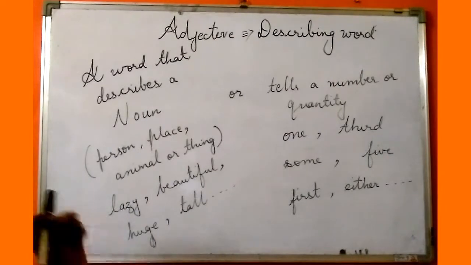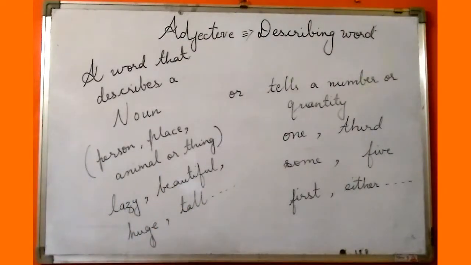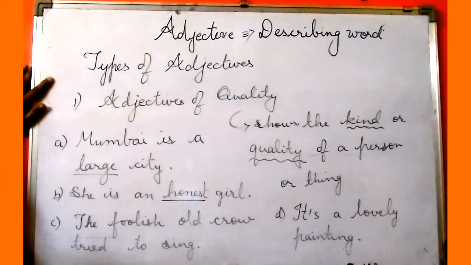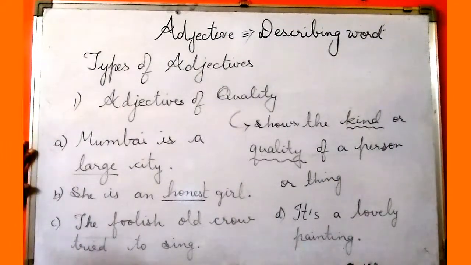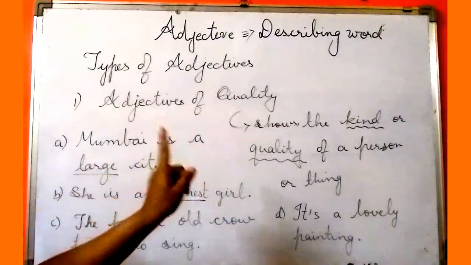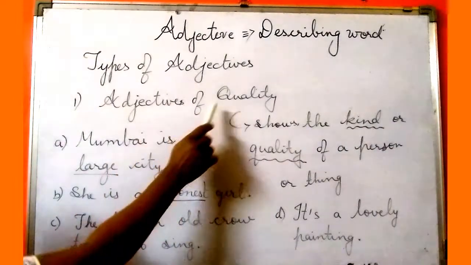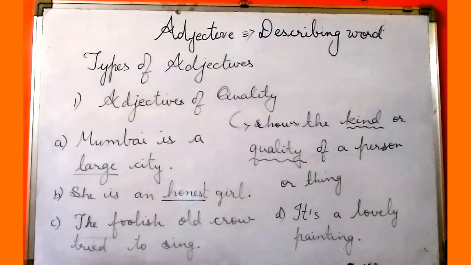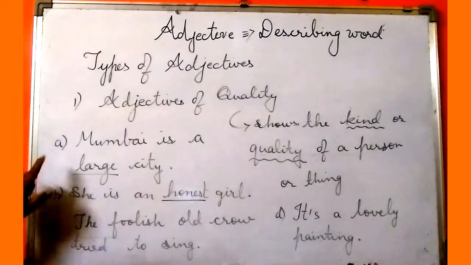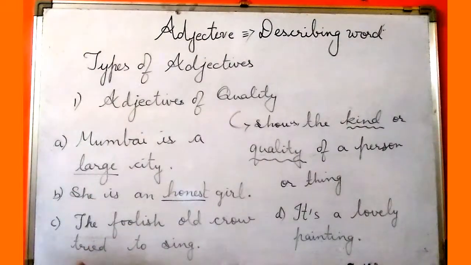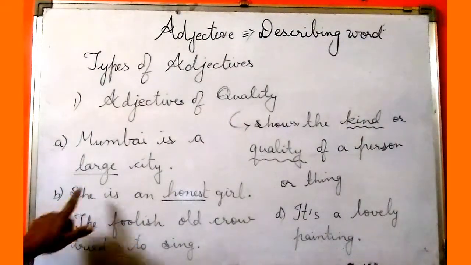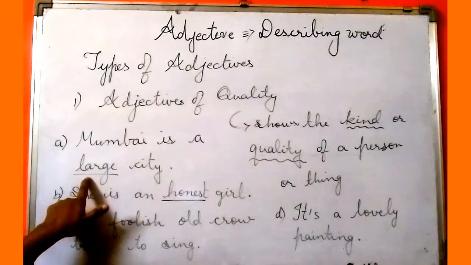Now let's move on to the different types of adjectives. The first type of adjective that we are going to see are those words which show the kind or quality of a person or thing, and they are called adjectives of quality. They tell you what kind of a person, what kind of a thing, what kind of a city, or what kind of an animal is being described. Let us look at this example. Mumbai is a large city. When you ask the question what kind of a city, you get the answer large city. So large is your adjective.